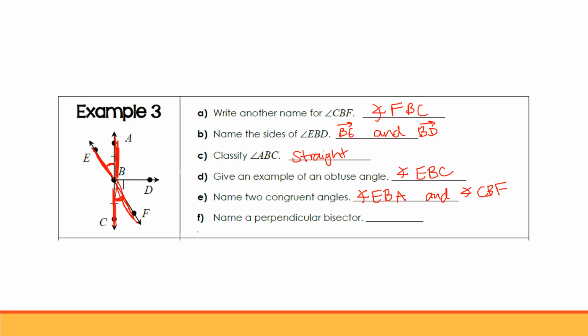And the last one, name a perpendicular bisector. So as soon as it says perpendicular, I know that I want to look for a right angle. Bisector, I want to look for something intersecting a segment at exactly its midpoint. So here's my right angle. I know that these two pieces are congruent, so B has to be the midpoint of AC. So what is intersecting AC at a 90-degree angle? Ray BD.